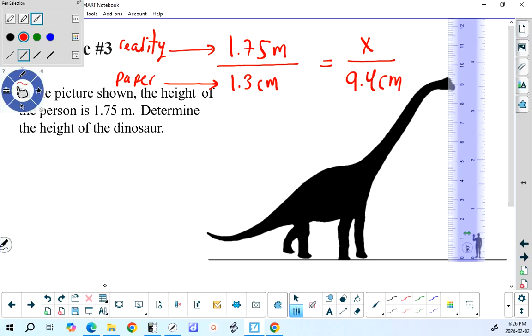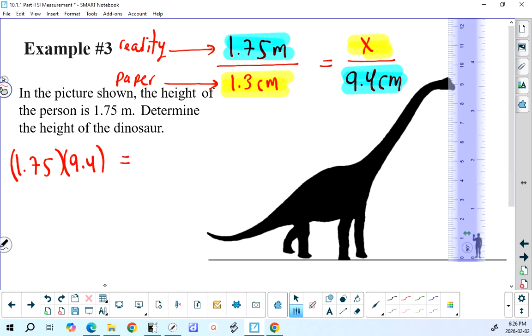Do my cross multiplication. How does that work? The cross multiplication means that you take this top times this bottom, and that will have to equal this top times this bottom. So let's write that out. 1.75 multiplied by 9.4 equals 1.3 times x, which we can just write as 1.3x.